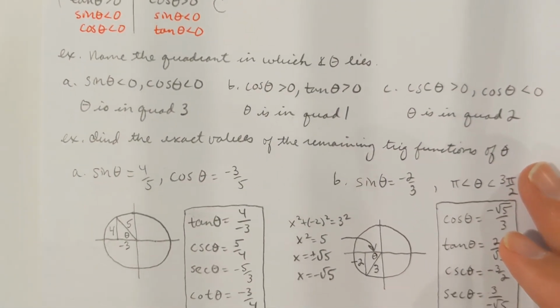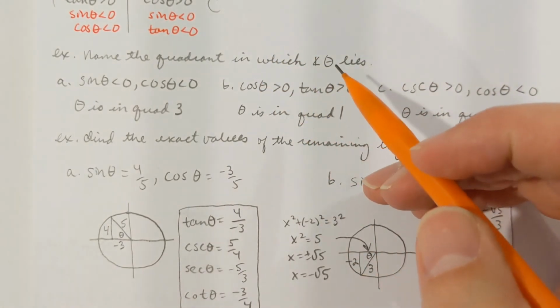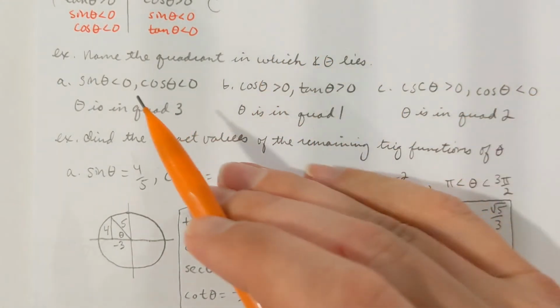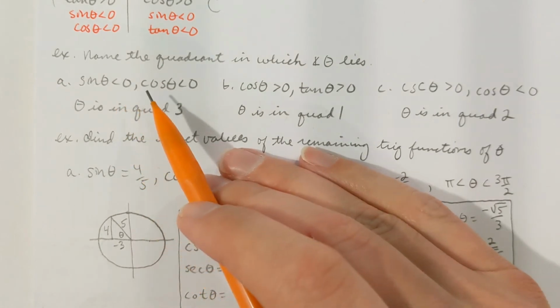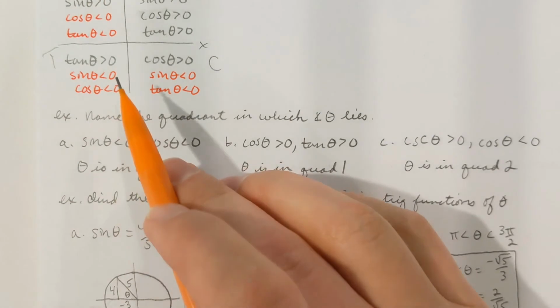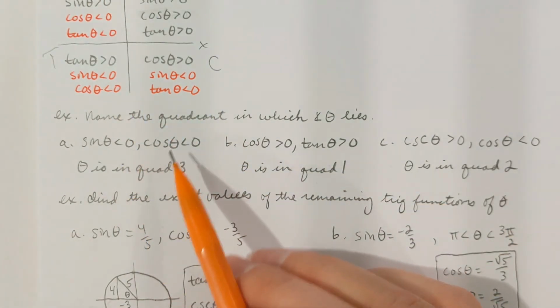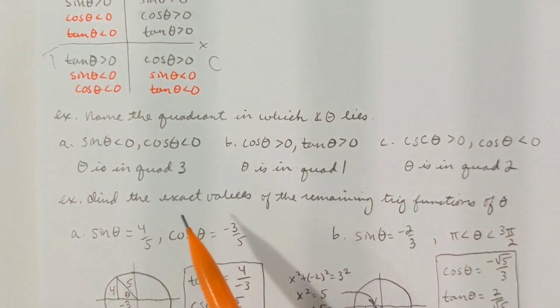So here's an example. I wanted to just name the quadrant that angle theta happens to be in. Sine theta and cosine theta are both negative. We can see that we're going to be in quadrant 3 here, since the opposite side and the adjacent side are negative. You're in quadrant 3.